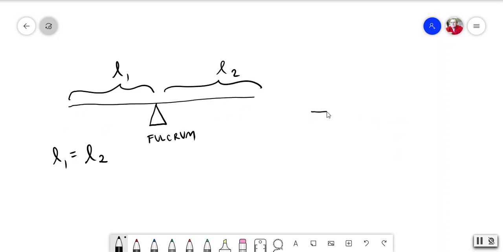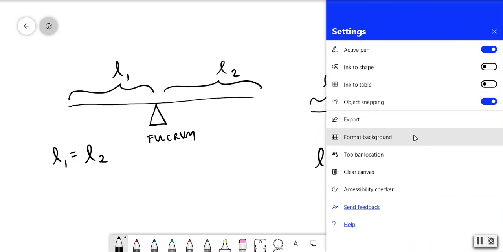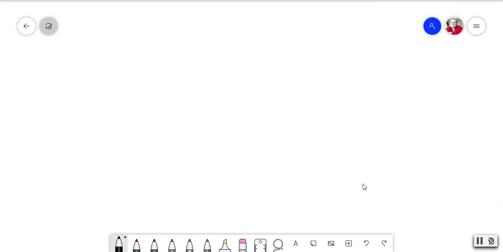But if it's not balanced, where the second length is greater than the first length, well, even if the person on this end is fairly light, they have a greater advantage, a greater mechanical advantage than the person on this side. And this brings us to the equation. This is in the top part of page 136.